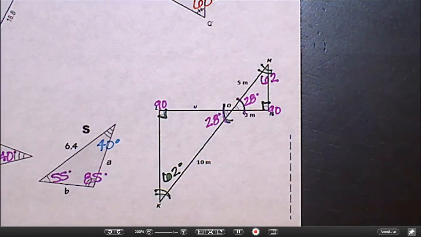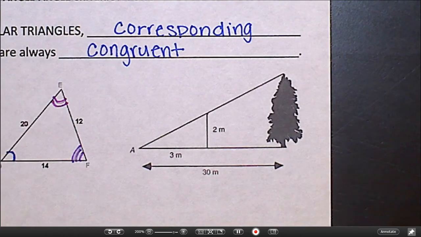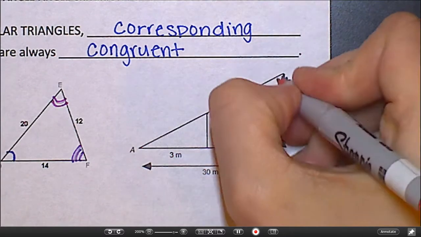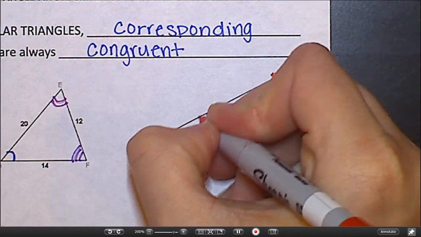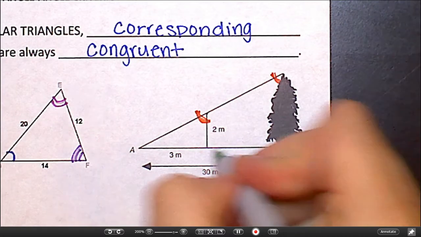I want to look at this one that we skipped really quickly. If you're given the shape that looks like this, which you will be on number 7 on your assignment, this still is 2 triangles, even though it just looks like one triangle with a line down the middle. So what we have to remember is that this angle and this angle go together. This angle and this angle go together.